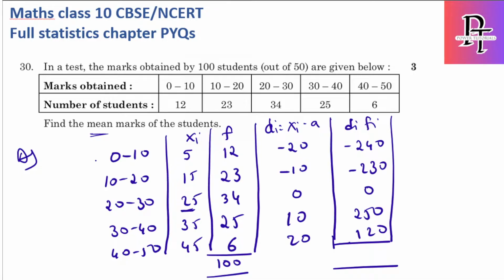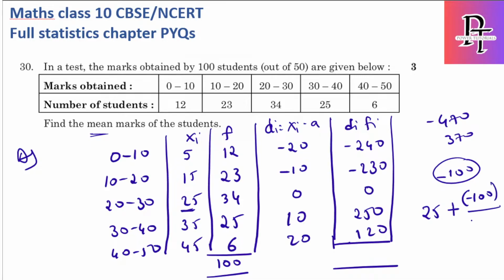And the h value, we don't have an h value because we're using the assumed mean method. So if I add these values, 230 and 240, it is 470. And here if I add these two, I will get 370. So these two, if I add, I will get minus 100. So I got sigma fi di as minus 100. What is a value? A value is 25, I have assumed. So it is 25 plus sigma fi di, which is minus 100, by sigma fi, which is 100. So simple, 100 gets cancelled out. So it becomes 25 minus 1, which is 24, the mean value.